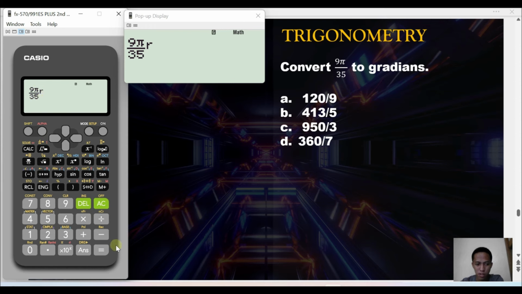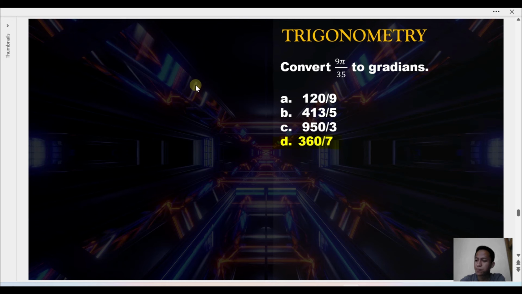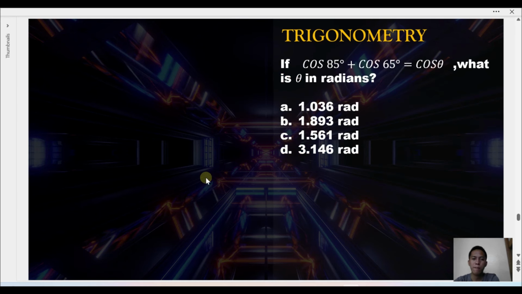So, this 9 pi over 35 na radian, convert natin to gradian. Ayan, nakalagay sa calculator natin. Equals lang. That gives us 360 over 7. So, that is the answer. So, 9 pi over 35 is equal to 360 over 7 gradients. So, let's proceed to our next problem.